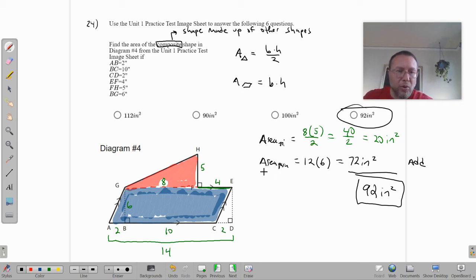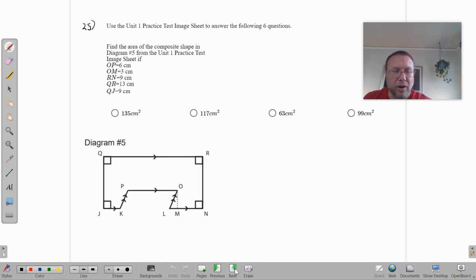Pause here, or we'll go on to 25 and just got a couple left here. So we have another composite shape here. Let's get everything labeled first, and then we'll figure out how to cut this one up. So OP is equal to 6. So OP, this would be 6. And then OM is 3. So OM looks like the height of this little distance there. And then RN would be 9.